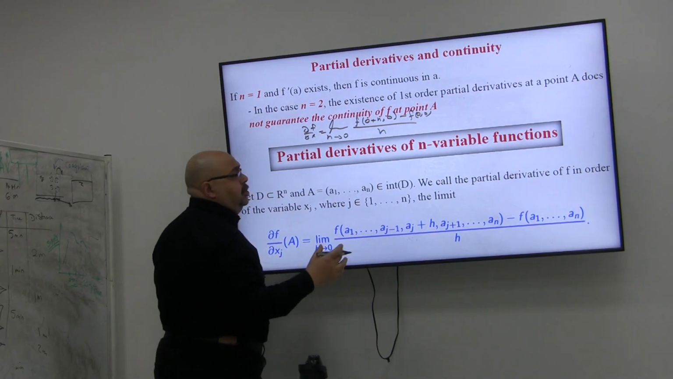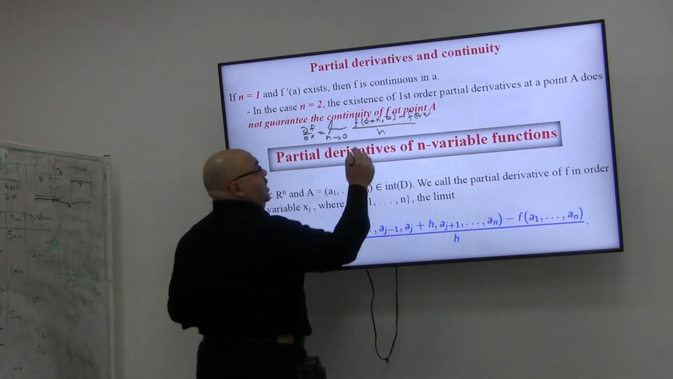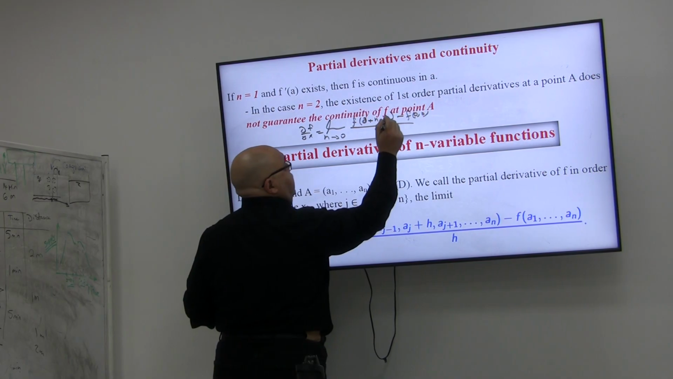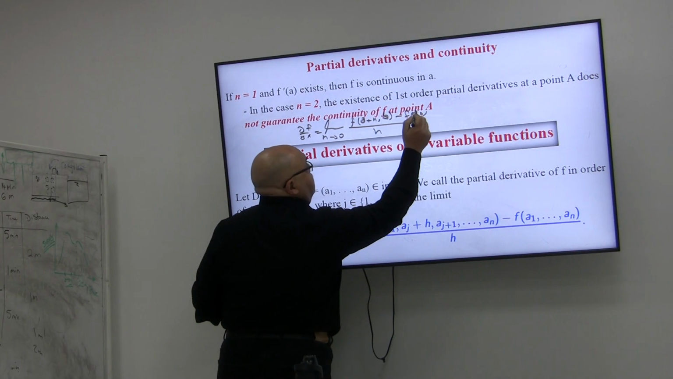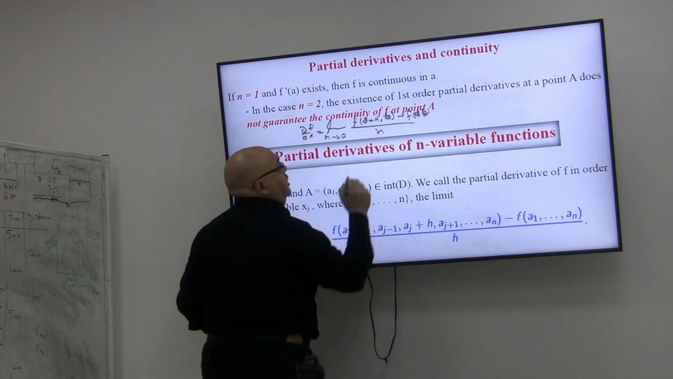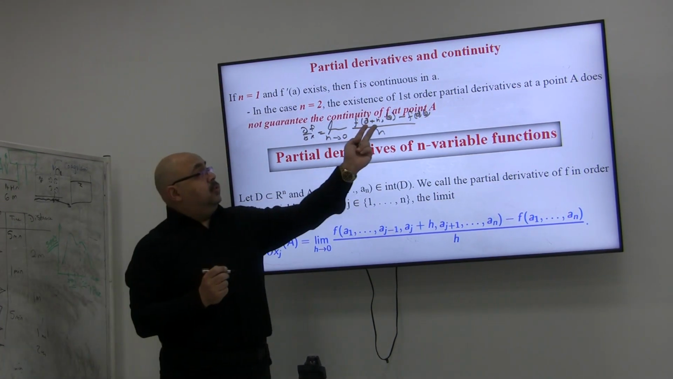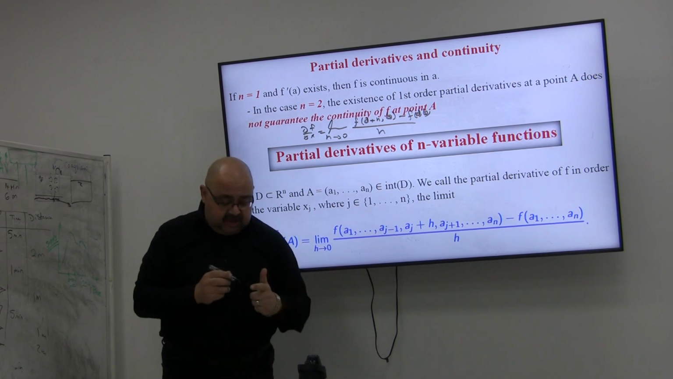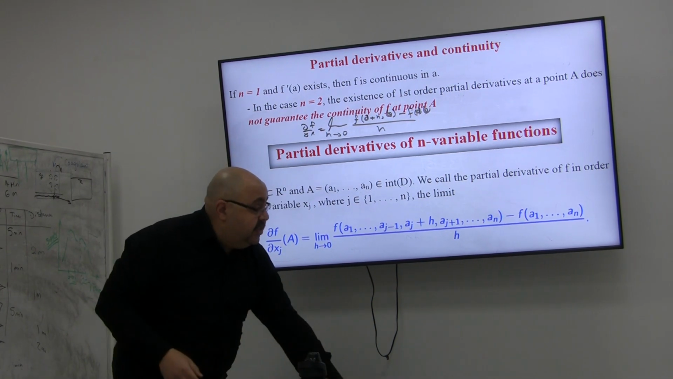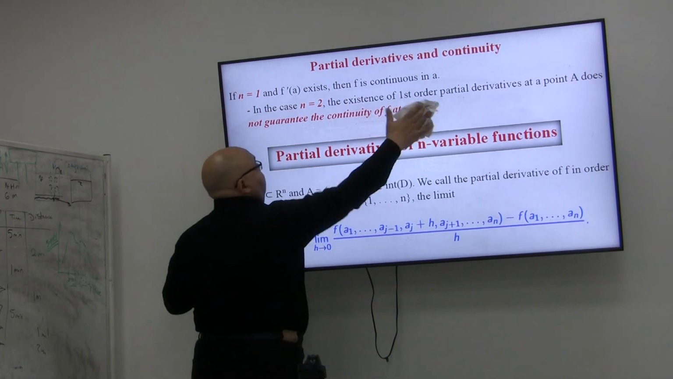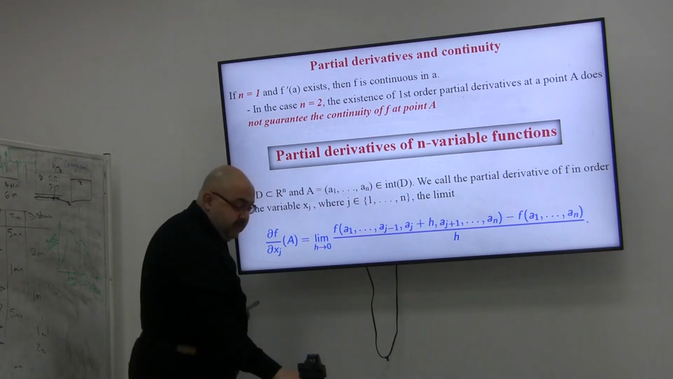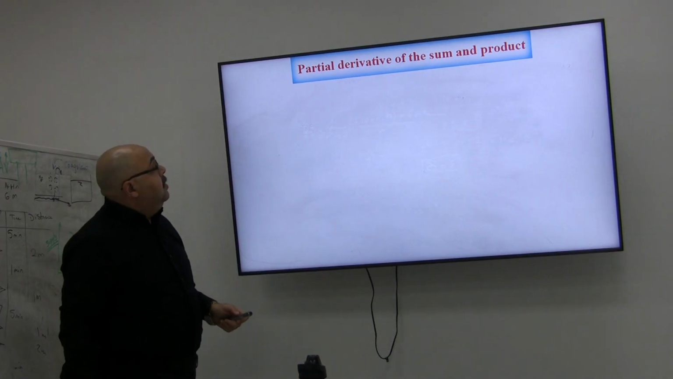If I'm not approaching the origin but a point a and b, this is going to be a plus h and b, and this is going to be a and b, and h tends to 0. It's the exact same definition. But here I have only two variables, while this is a generalization of the idea of the law. So that's the main law that I can use.